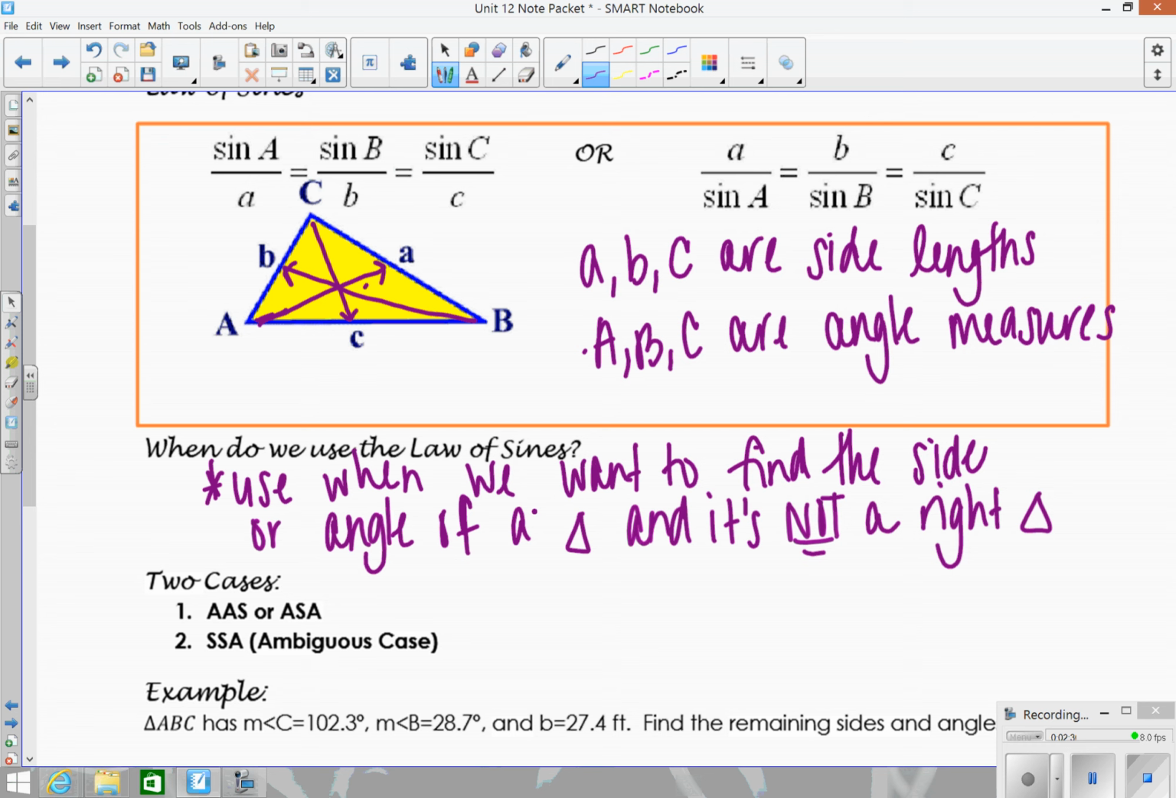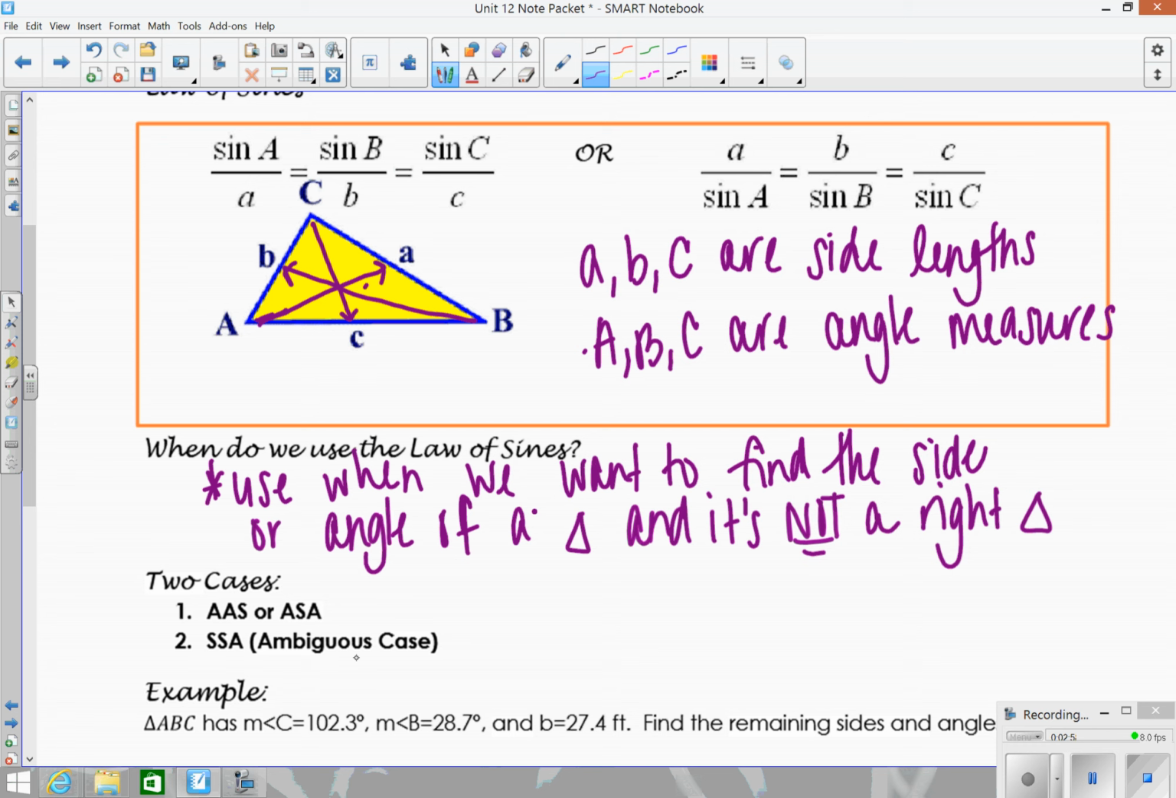We can also use the law of cosines as well, but for right now we're going to focus on just the law of sines. You're going to use the law of sines whenever you have these two cases. You're given two angles and the side next to them, or two angles and the side between them, and you're trying to find the other missing piece. Or you're given two sides and an angle and you're trying to find the other angle.